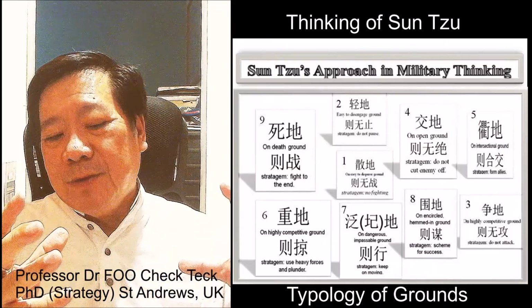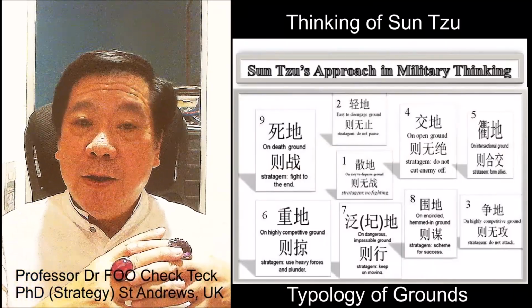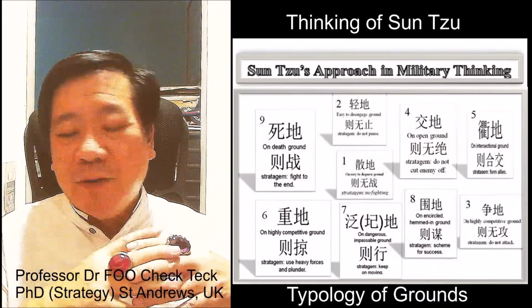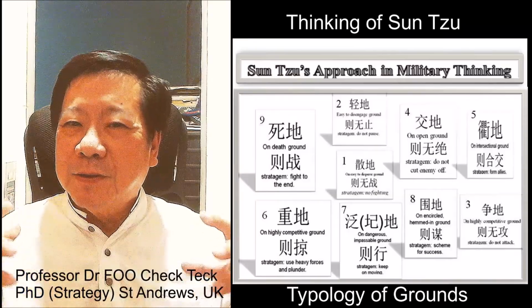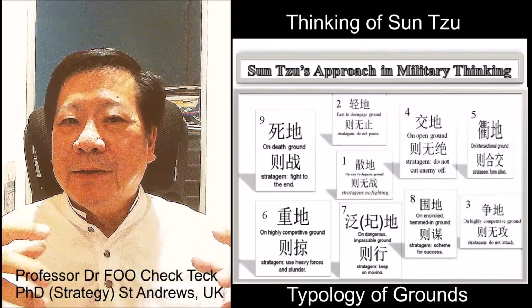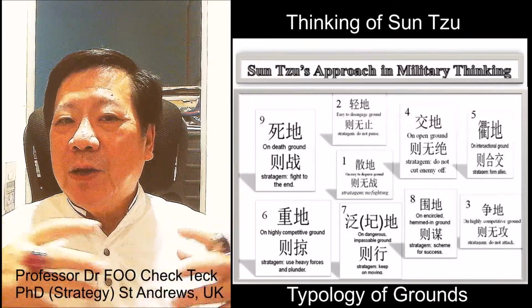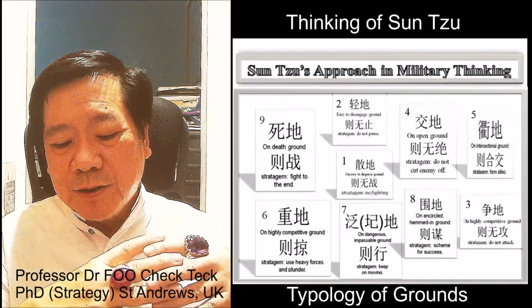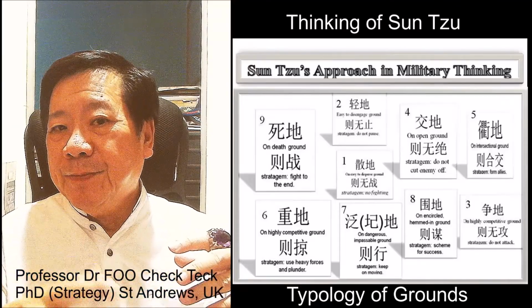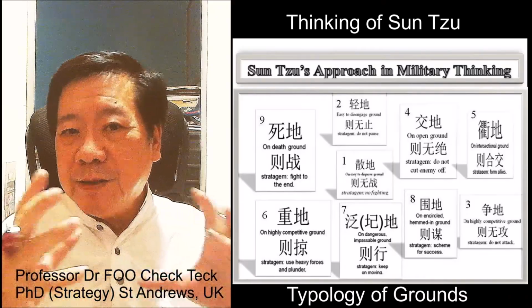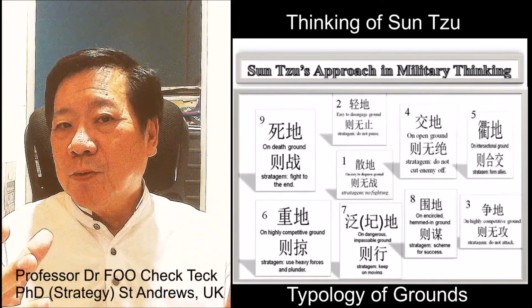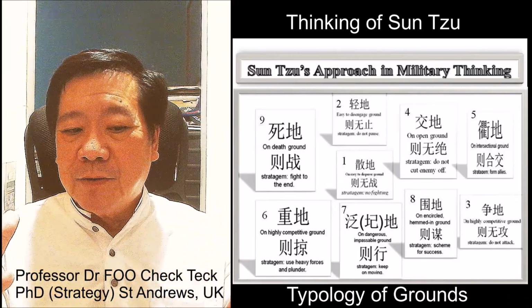And of course, there's another ground, where it's dangerous and difficult, with ravines and thickly wooded terrain. Then he says on those grounds you must keep on moving. You must keep on moving. So movement is another aspect from which you can look at the classification of the grounds.